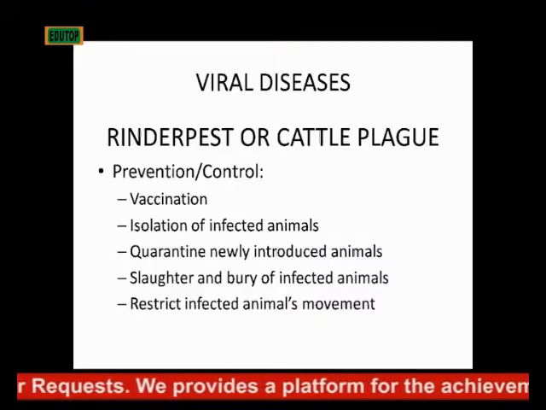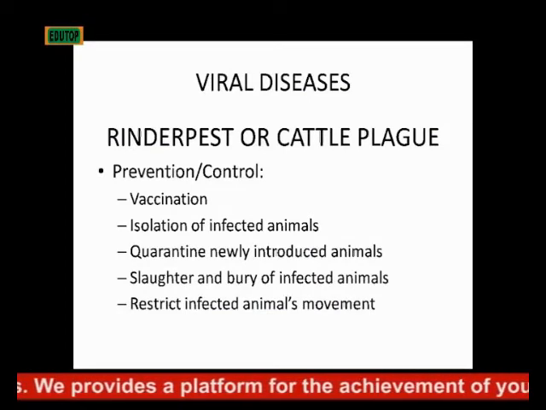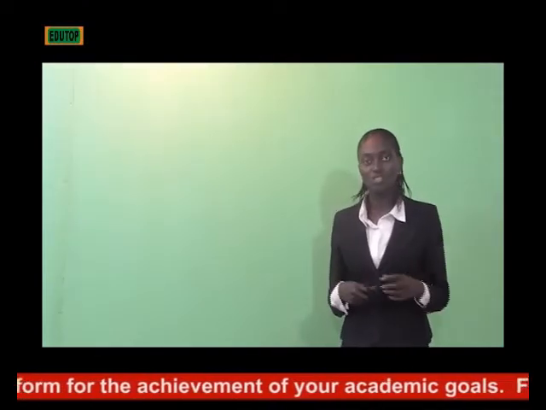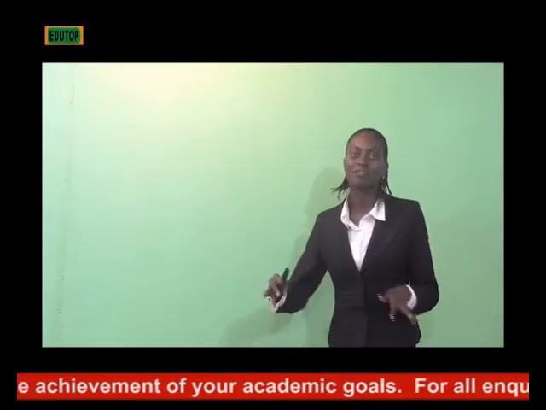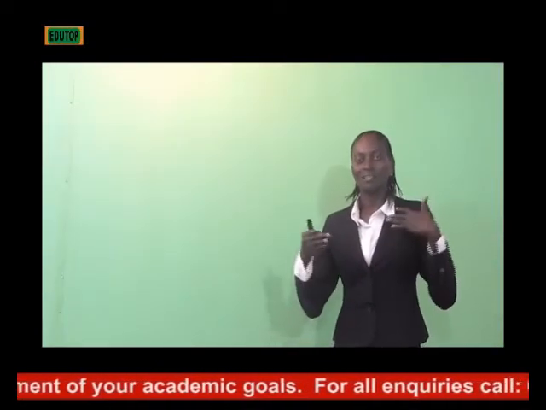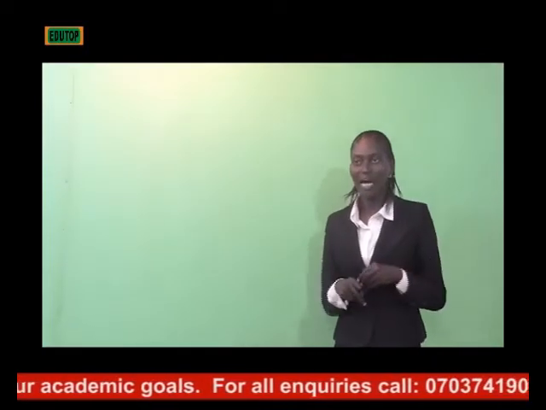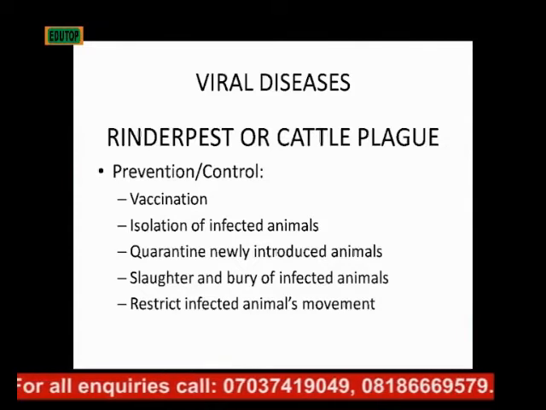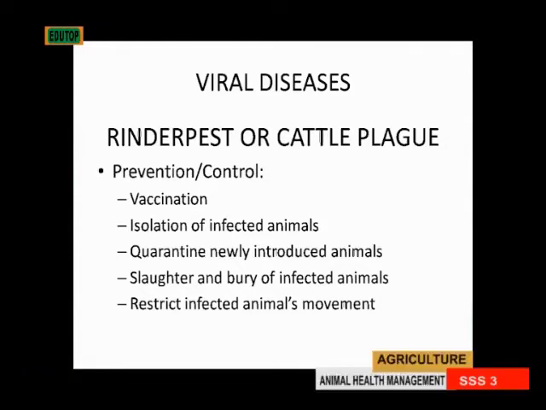Another way is that you slaughter and bury the infected animal. Once you see that this animal is infected and is not yielding to treatment, just slaughter it and bury it so that it doesn't infect other animals. Then you restrict the infected animal's movement and isolate it from other animals.